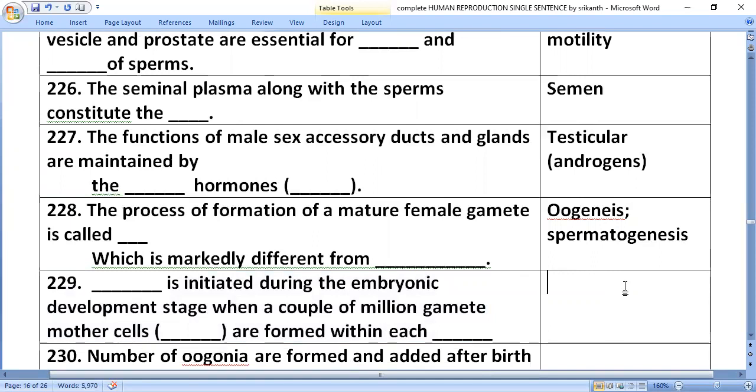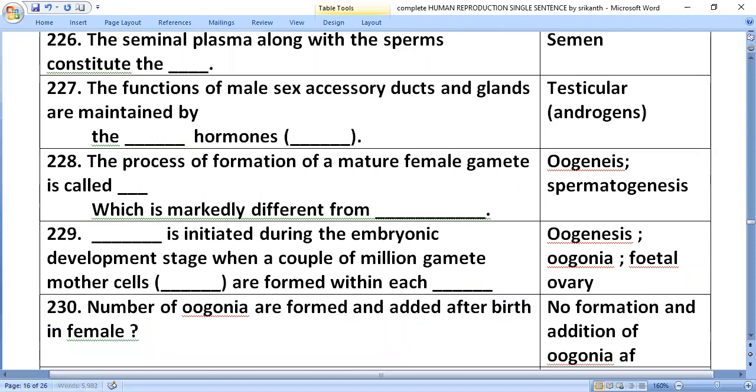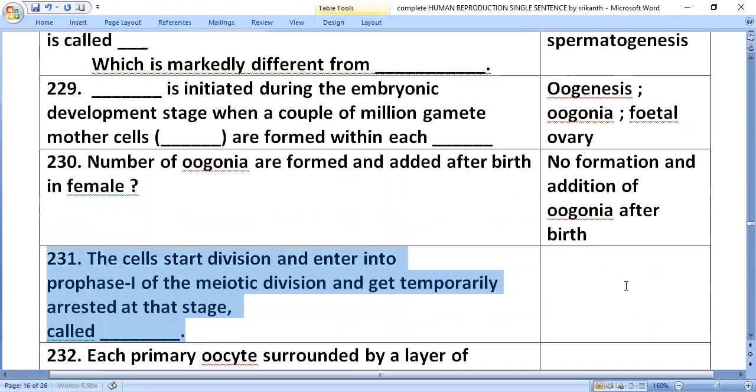Oogenesis is initiated during the embryonic development stage, when a couple of million gamete mother cells, oogonia, are formed within each fetal ovary. No formation and addition of oogonia occurs after birth in a female.